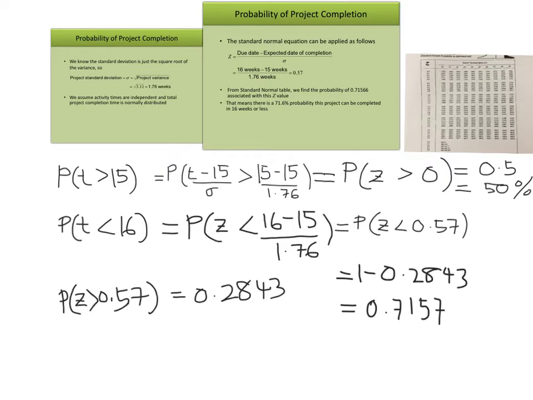Alright. So what is the probability that the project can be completed in more than 16 weeks? That will be 0.2843. The probability that the project can be completed in less than 16 weeks is equal to 0.7157. Okay, so that's it.